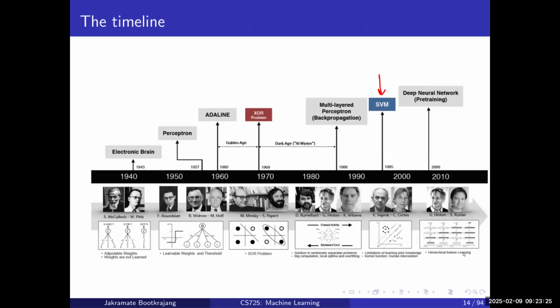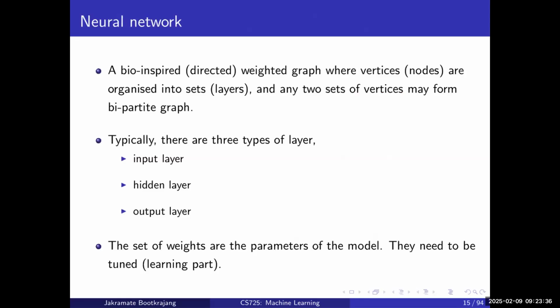So now that we know a little bit about history, let us define the neural network properly. In a neural network, we have vertices, or nodes, and these nodes are organized in layers, and any two sets of vertices may form a bipartite graph.